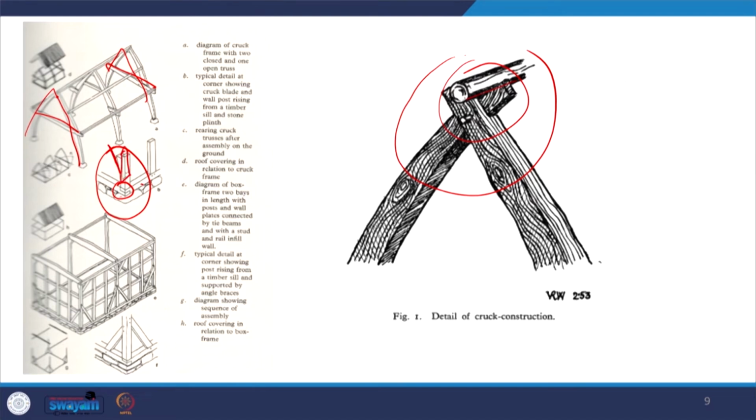Here you can see the frame of two bays in length with posts and wall plates connected by the tie beams, with a stud and rail infill wall. This is where the infill material will be placed. Similarly, we can see the corner post rising from the timber sill, supported by angular braces. So that is basically the structural form, but let's come to the construction elements, how we use the filling material.